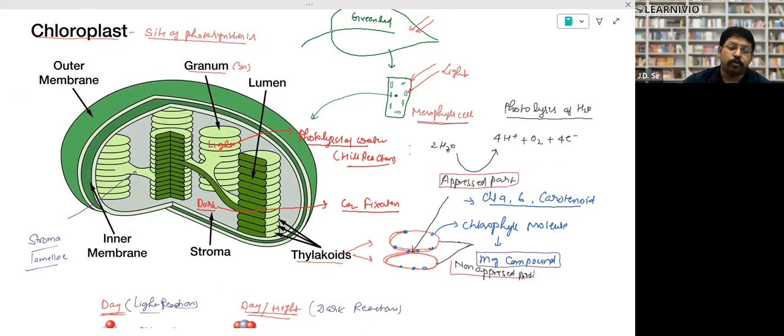In photolysis of water, two molecules of water break down. Due to the breakage of two molecules of water, 4 hydrogen ions, an oxygen molecule, and 4 electrons are released. This is called photolysis of water, which takes place in the appress part, right? And in the non-appress part, another cycle goes on. So this is the structure of the functional part of the chloroplast. Is it clear?